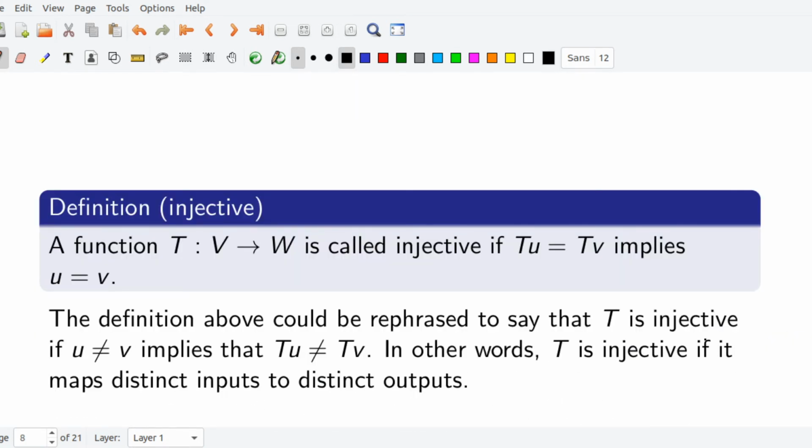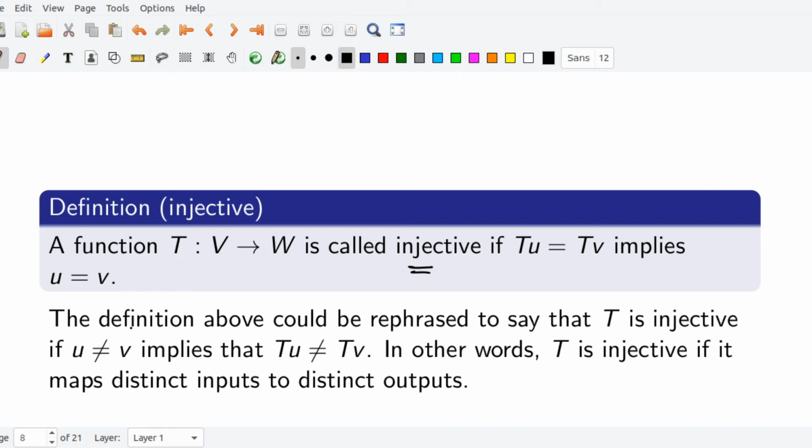Next, a definition: injective. A function T from V to W is called injective if Tu equals Tv implies u equals v. This is the definition of injective. Some mathematicians use the term one-to-one instead of the term injective. Consider the definition once again. A map is said to be injective if Tu equals Tv implies u equals v.